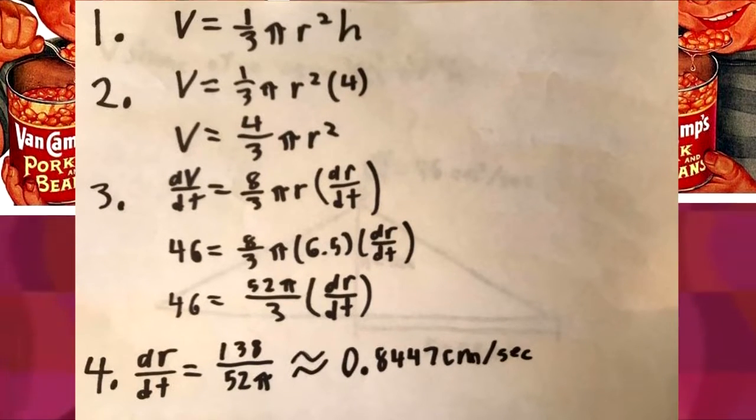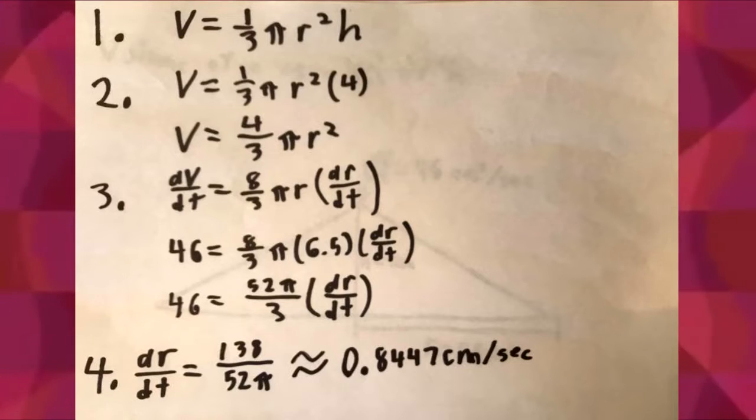You should end up with 138 divided by 52 pi, which should equal about 0.8447 centimeters per second. Now you can recollect your beans.